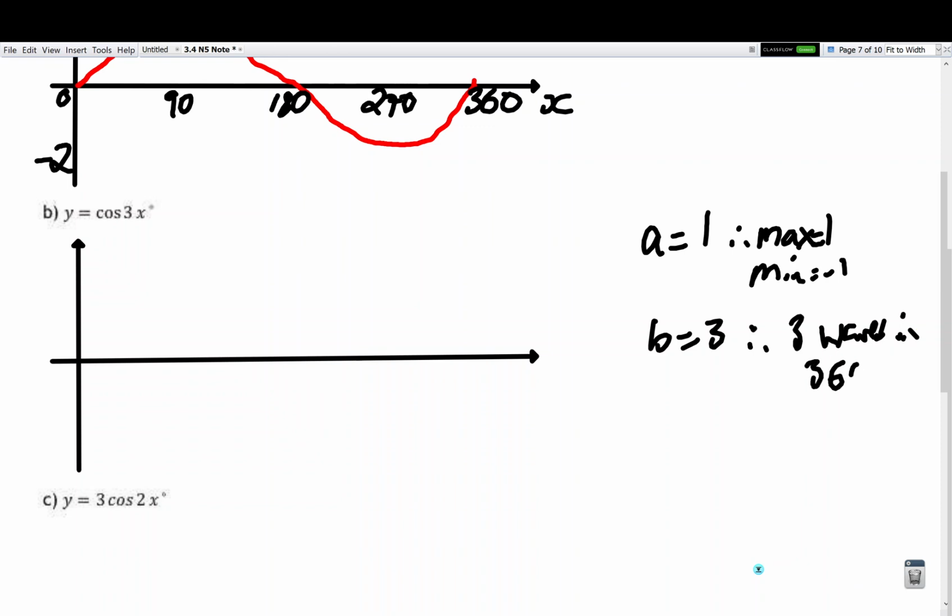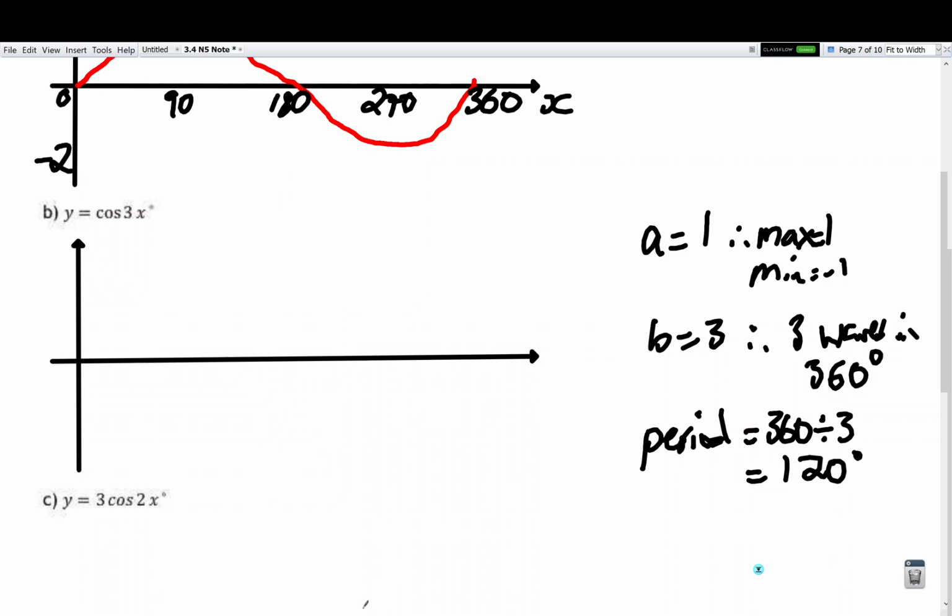And it may help in this case to identify what the period of the graph is. So the period of the graph is how many degrees it takes for the graph to repeat itself, which remember is 360 divided by whatever the value of b is. So 360 divided by 3, so the graph will repeat every 120. And we're going to need to mark that onto our x-axis this time. We're not going to use 90, 180, 270, 360. We're actually going to use 120 to show where the graph repeats itself.